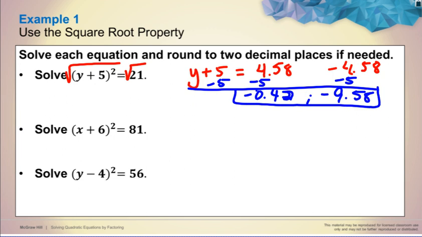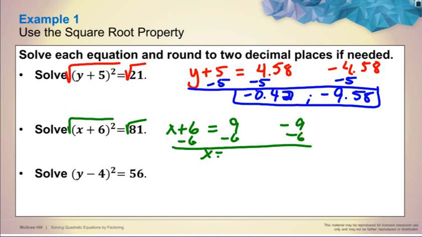The second one, x plus 6 squared equals 81. Again, I can find the square root of both sides, and I get x plus 6 equaling the square root of 81, which is a positive 9 and a negative 9. And then subtract 6 on both sides to solve for x. And I would have x equaling 3 and x equaling a negative 15.